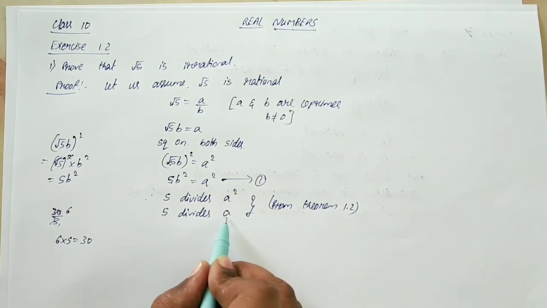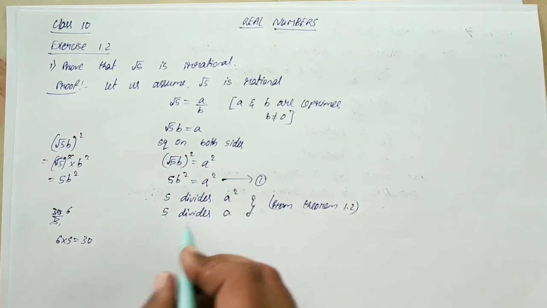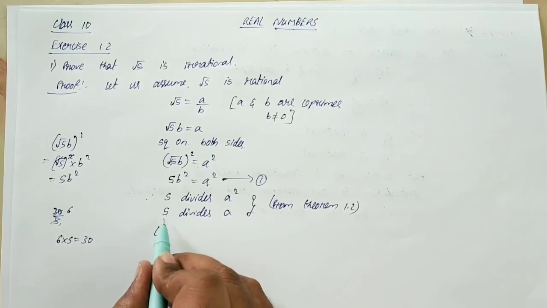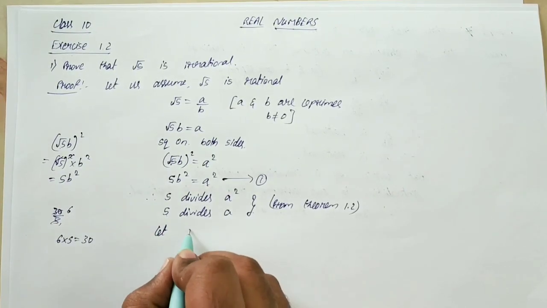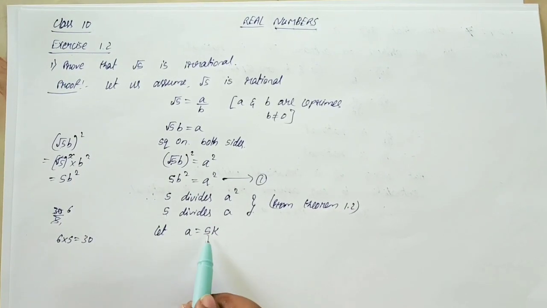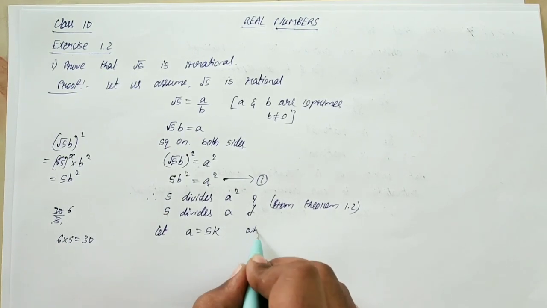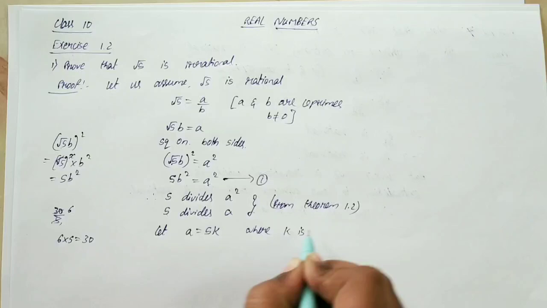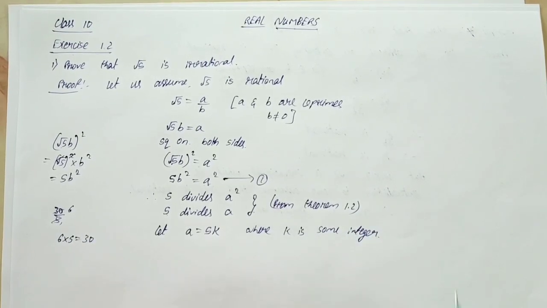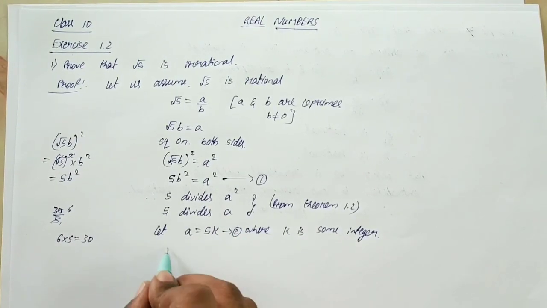Likewise, if a is any number, and that number can be divided by 5, then we will get some integer. If we multiply that integer with 5, we will get a. So let a is equal to 5k, where k is some integer. This will be equation 2.